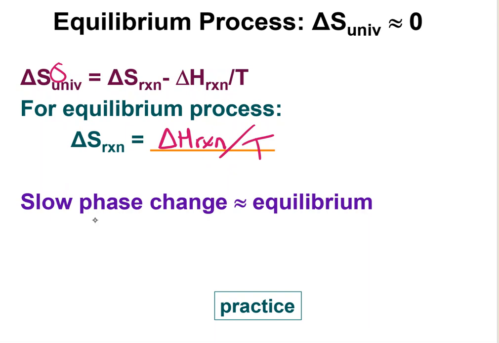Okay, and then a slow phase change. So this is like if we're considering we're at equilibrium but we're causing the phase change to happen very slowly, then we can say that this is true, that we're doing this at equilibrium.